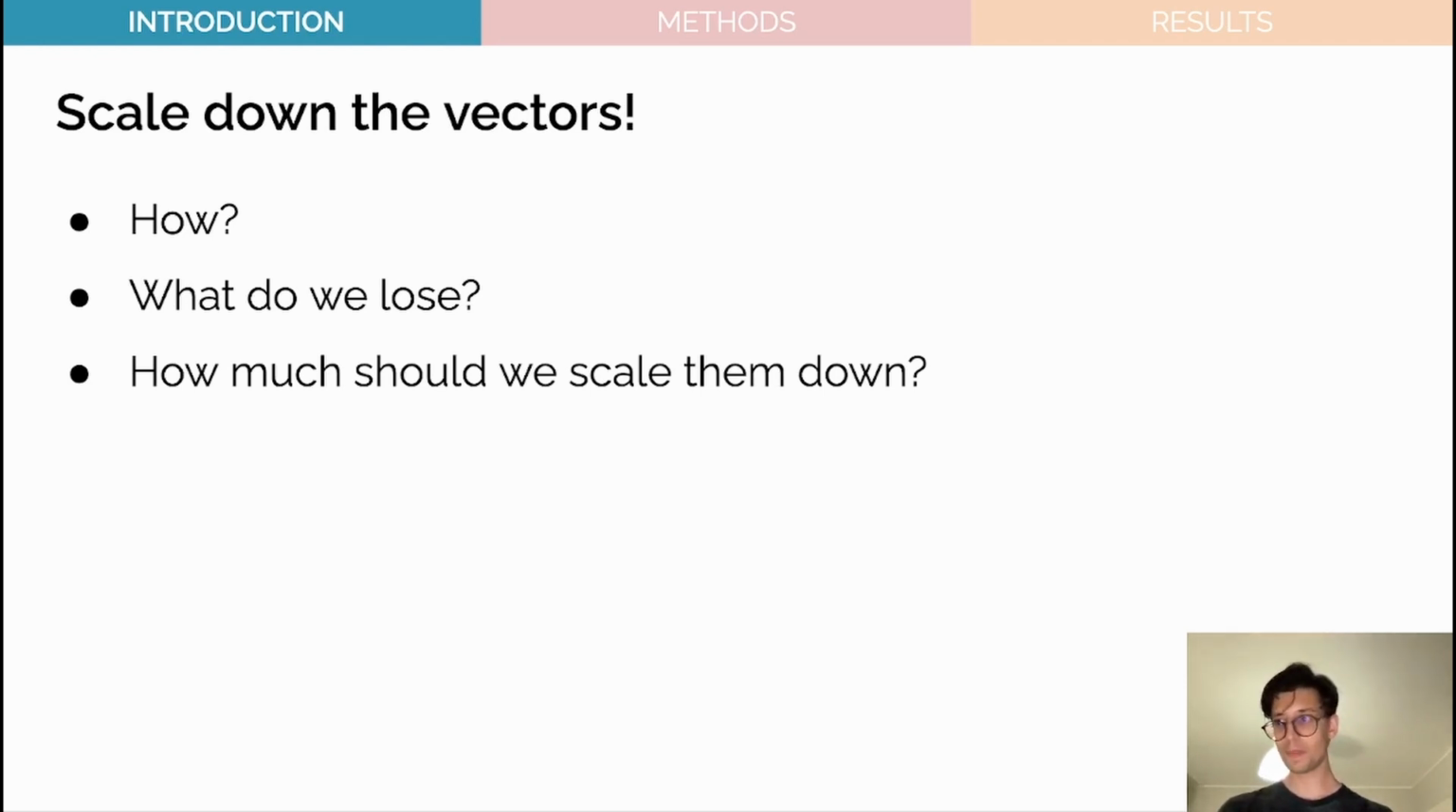Then, as a wise man once said, there ain't no such thing as a free lunch. We cannot gain anything for free. We need to trade off something. So we need to check what exactly we trade off and how much we trade off for the bonuses that come with shortened vectors. And the third question is, how much should we scale them down? So how many dimensions can we cut off before the vectors start being useless?